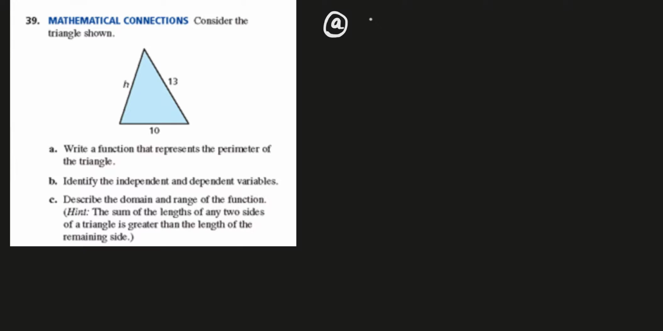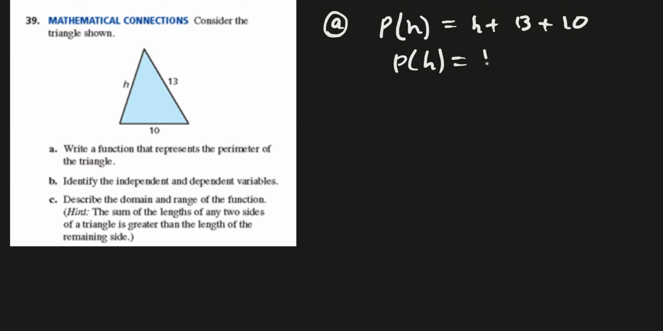So a function is essentially something that has an input and an output. Go watch the functions video where I introduce what a function is if you're still kind of shaky on what a function is, and give yourself some time before you can truly understand it. So a function is going to have an input. P represents the perimeter. The perimeter is going to have an input of H, and then based on this input, we're going to have a perimeter. So let me explain what that means. H plus 13 plus 10, which is basically P of H is equal to H plus 23.